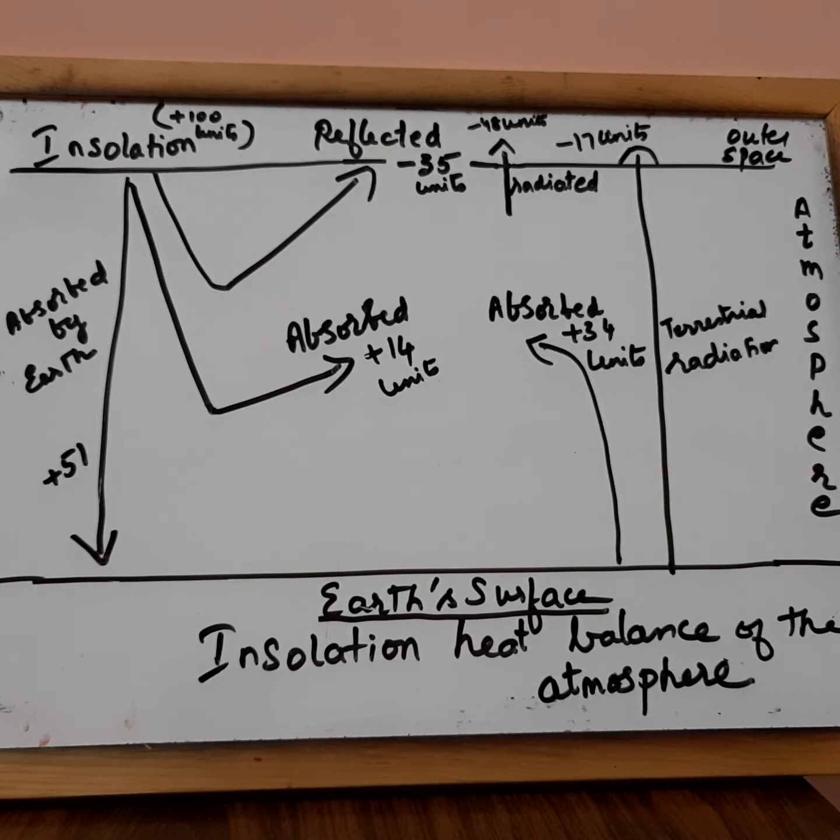So the atmosphere surrounding the earth also acts like a greenhouse by permitting insolation to pass through and absorbing terrestrial radiation. This is known as the greenhouse effect of the atmosphere. So the atmosphere acts like a blanket keeping the earth warm. The diagram explains this. If there is no atmosphere, you can imagine what would be the condition of earth.